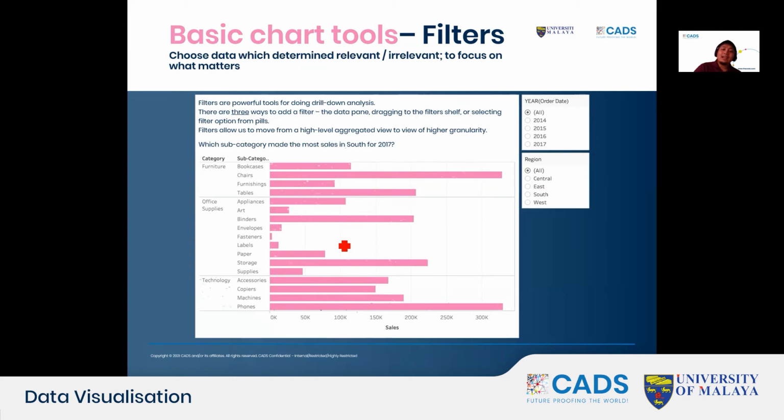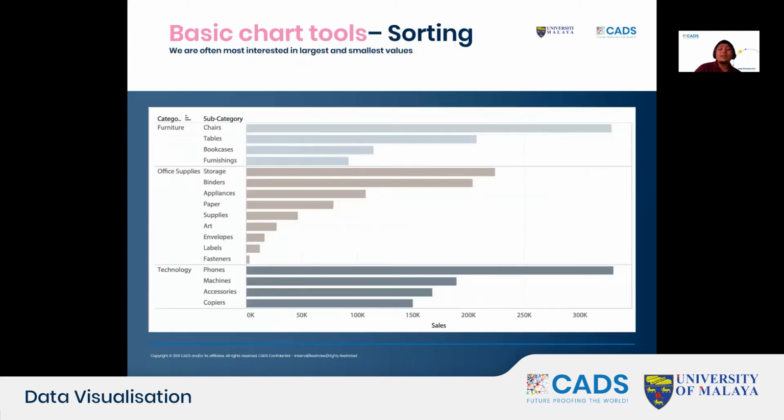All right, and then the second one would be sorting. In some cases you are trying to show maybe a ranking, right? Some people are just concerned about who ranks the most and who ranks at the bottom. So if you sort your visual beforehand, it gives the audience the convenience of reading and getting the information they wanted.